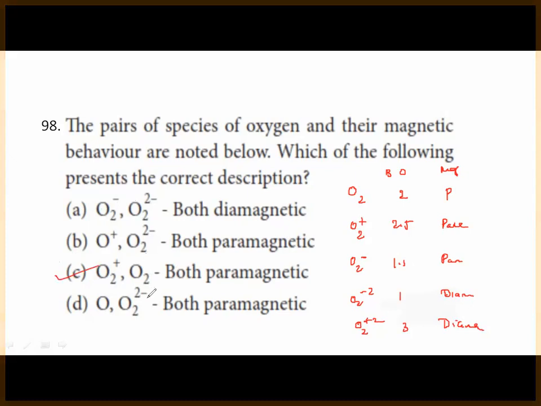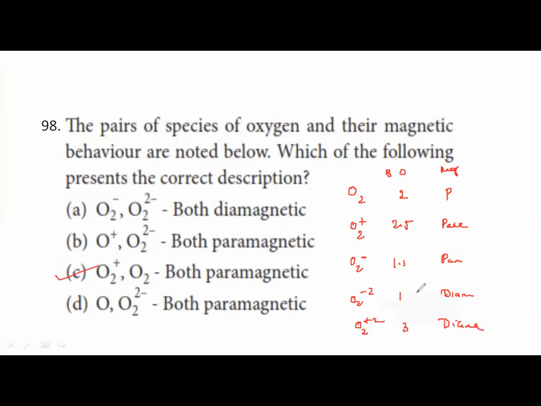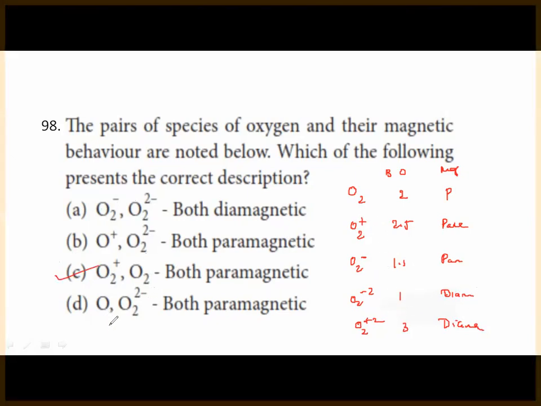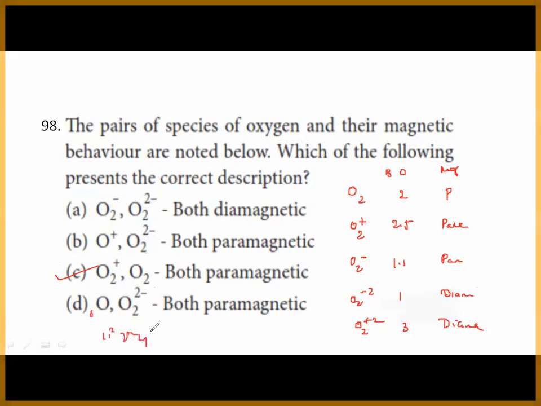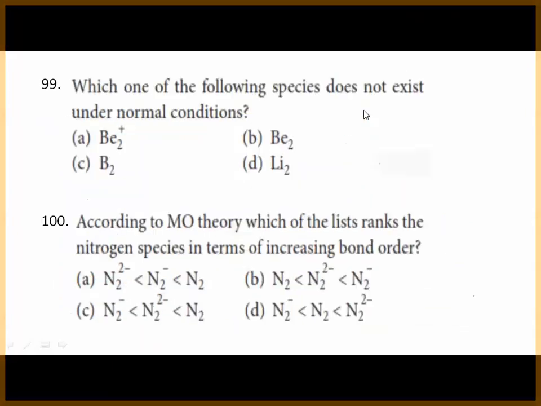O and O2 minus 2. O2 minus 2 is diamagnetic. Oxygen has 8 electrons: 1s2, 2s2, 2p4. This is O2, the oxygen diatomic molecule. We cannot consider that, so this is paramagnetic. So this is the correct option, because they contain 1 and 2 unpaired electrons respectively.